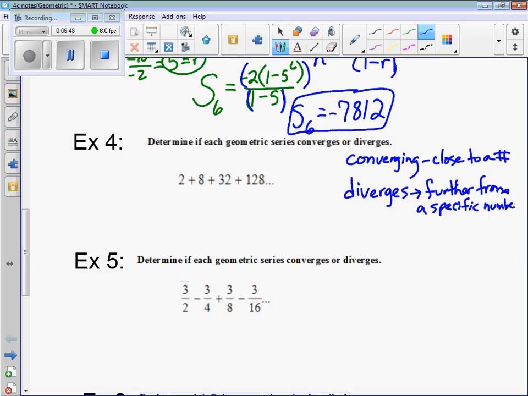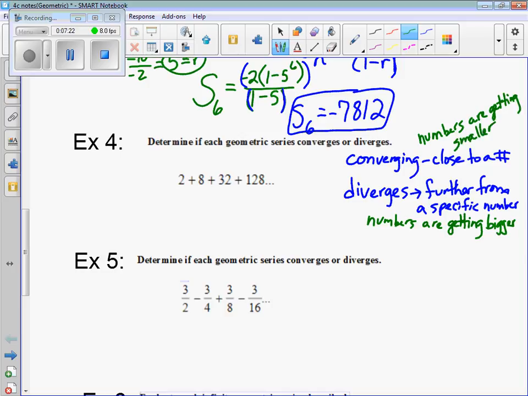Another way to look at this: if it diverges, the numbers are getting bigger. As the series goes on, the numbers get bigger and bigger. If it converges, the numbers get smaller. So, 2 ways to look at it.